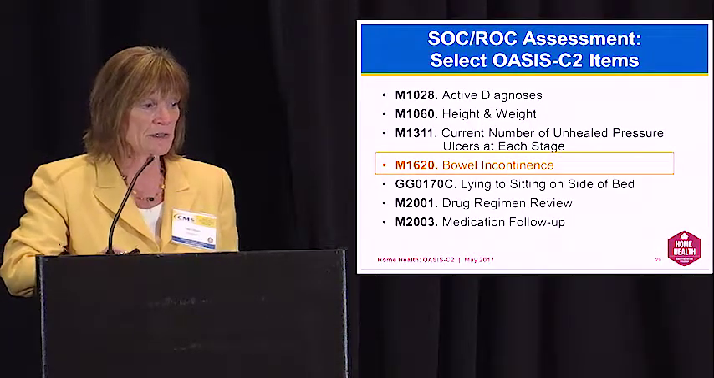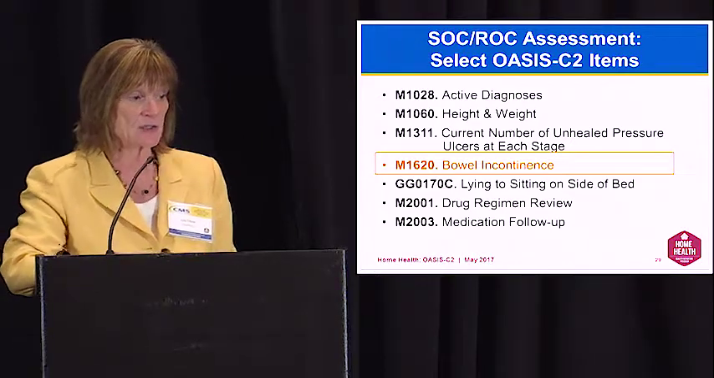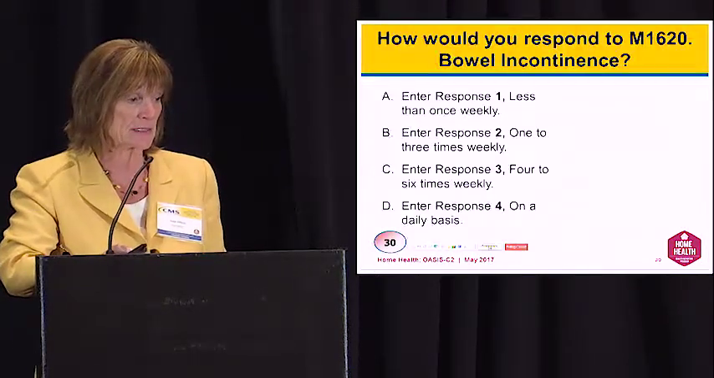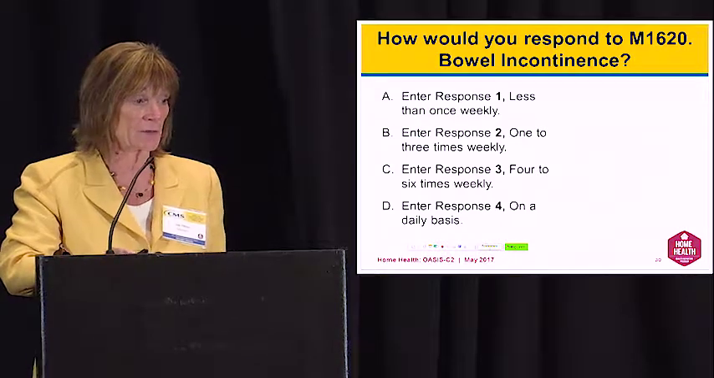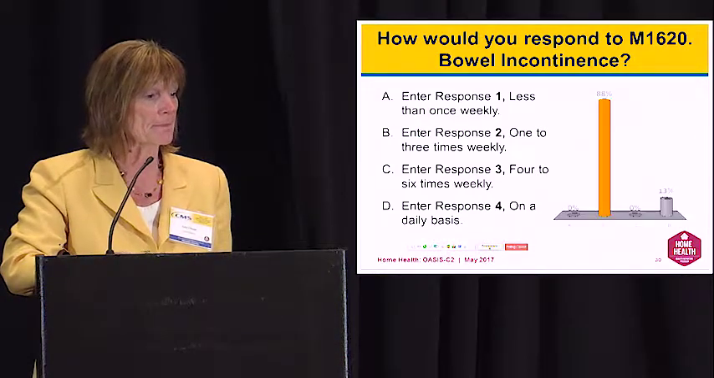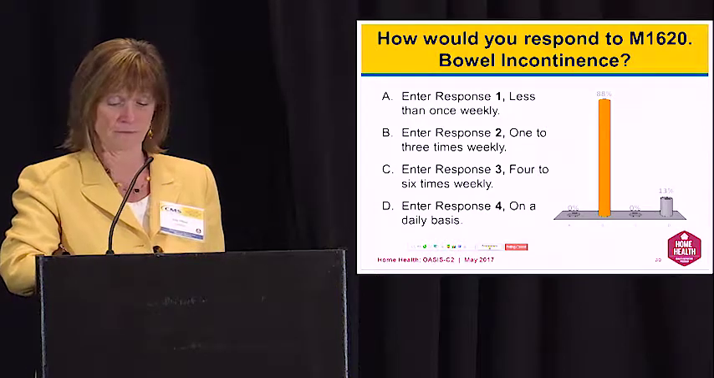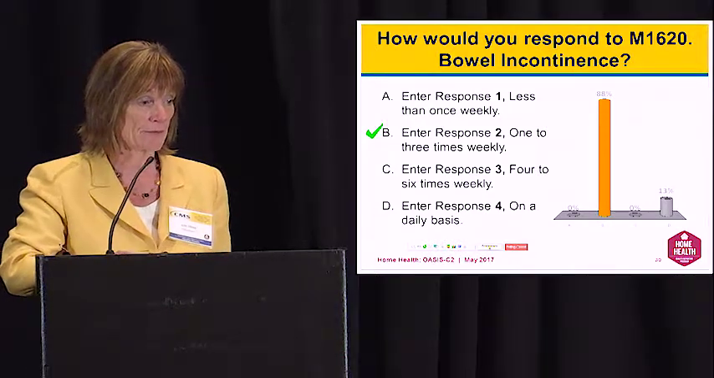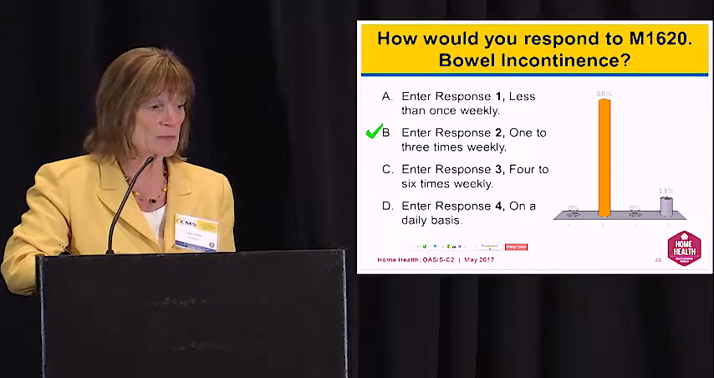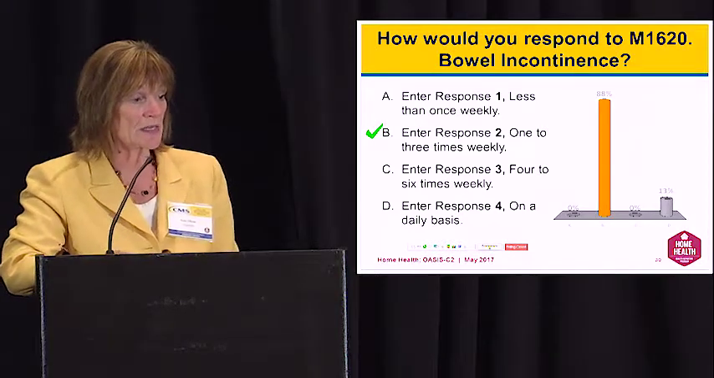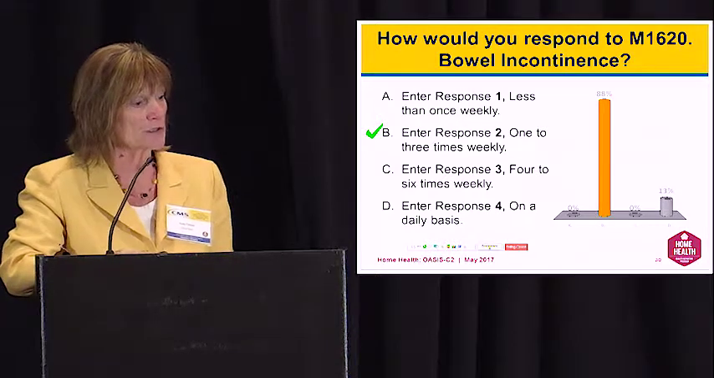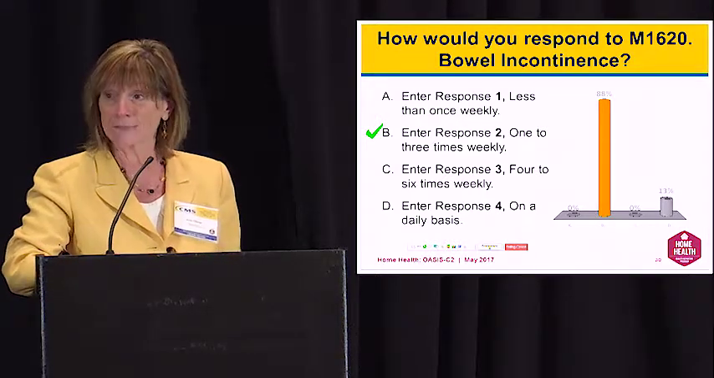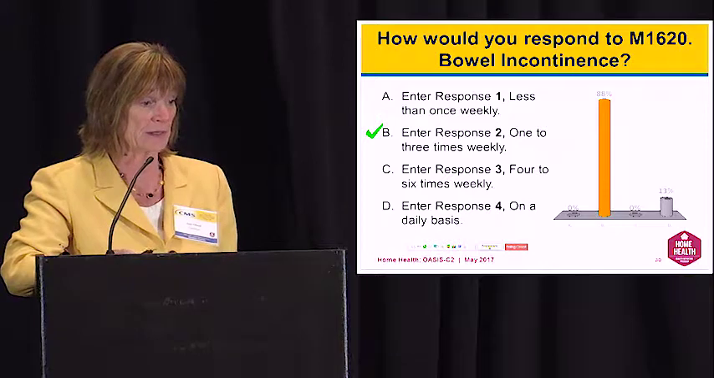So we're moving on to M1620 for bowel incontinence. And how did you respond to M1620 for Mr. B? And the answer was B. For 2, because he had some challenges getting to the bathroom on time, 1 to 3 times weekly. So the answer for that was B.